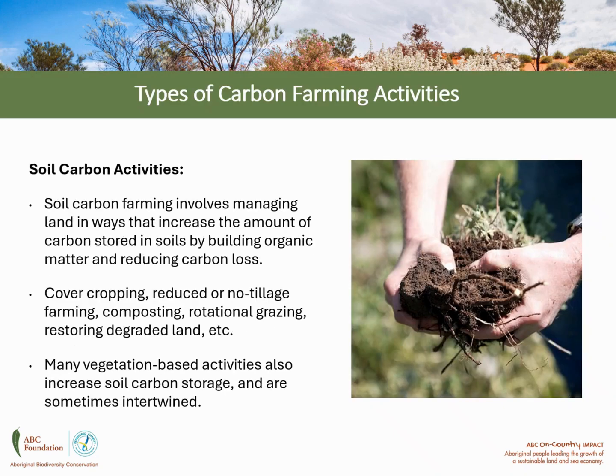Soil carbon activities. Soil carbon farming involves managing the land in ways that increase the amount of carbon stored in soils by building organic matter and reducing carbon losses. Examples include cover cropping, reduced or no tillage farming, composting, rotational grazing, restoring degraded land, and many more. And importantly, many vegetation-based activities also increase soil carbon storage and are sometimes intertwined with each other.